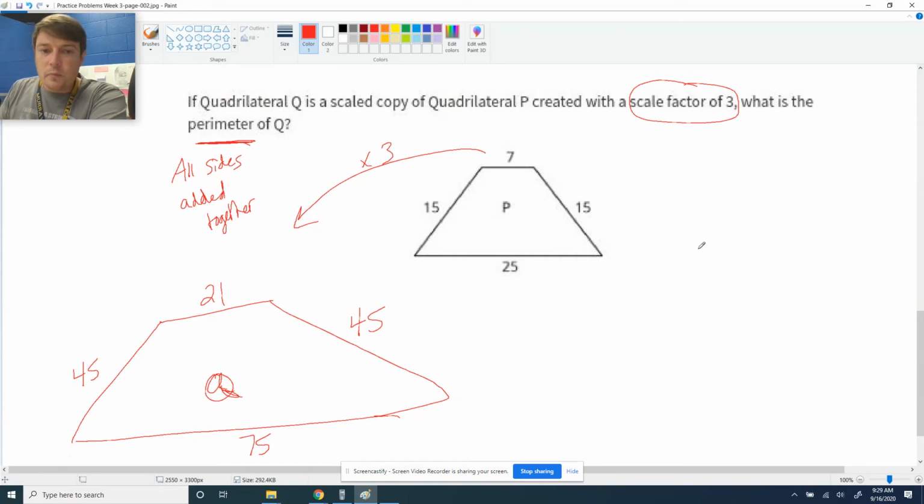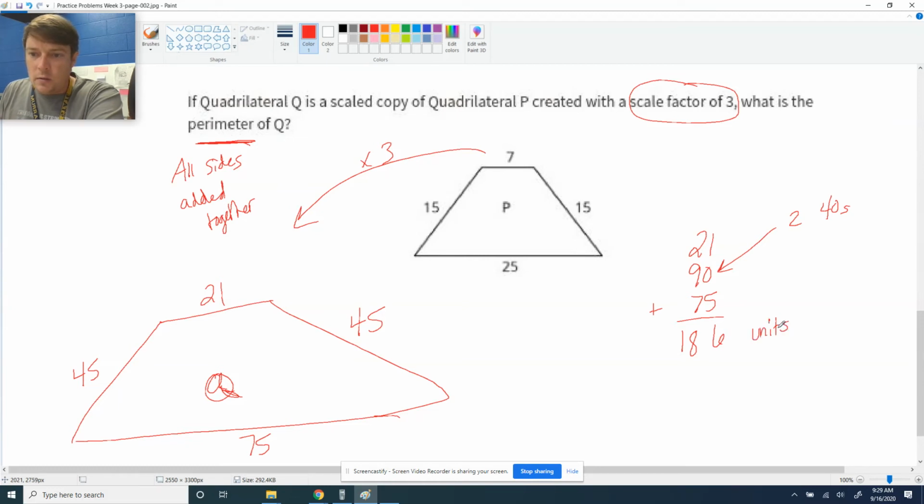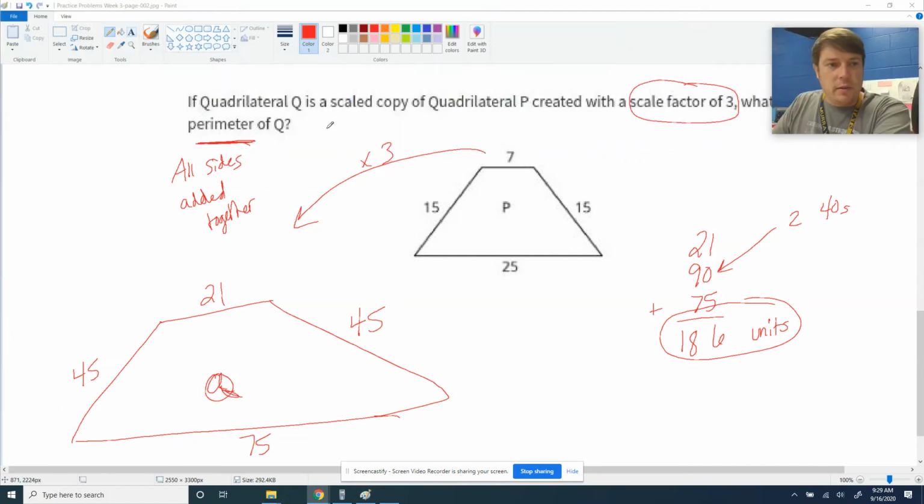So we're going to do 21 plus 90. I'm going to go ahead and add my 45s together and make 90, and then 75. Okay, so 45s make 90. This is just easy math for me to do. And then 6, 1 and 5 make 6. And then 16 plus 2 is 18. And there's my answer, 186 units. Pretty easy problem. Scale everything times 3 and then add everything together. And that's how I do that type of problem.